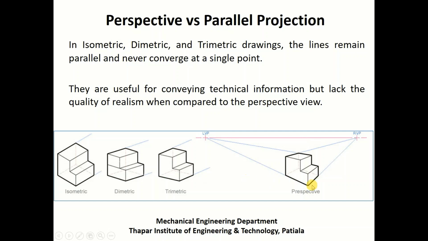Whereas in case of perspective projection, you can see that though the vertical edges are parallel to each other, the edges along the depth direction and the width direction are non-parallel. When projected, these edges will meet somewhere on this side at this point, which is called the RVP, that is the right vanishing point, and these edges when extended will meet at this point, which is called the LVP, that is the left vanishing point.